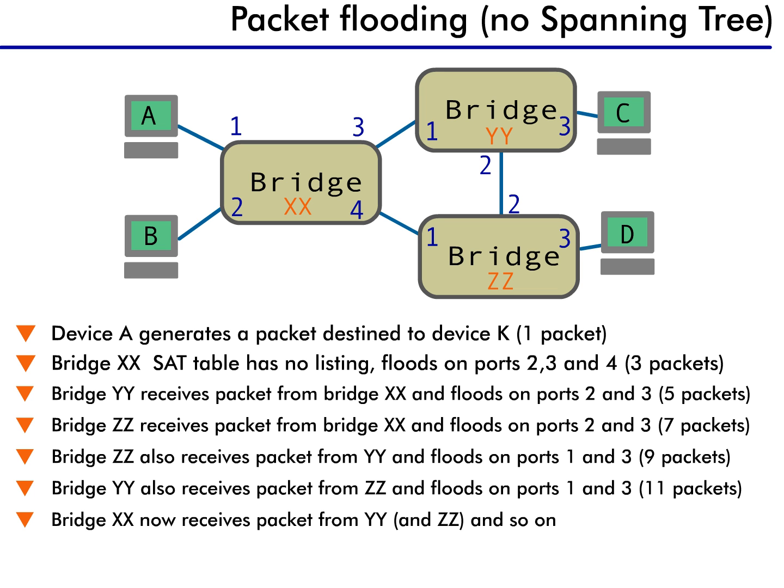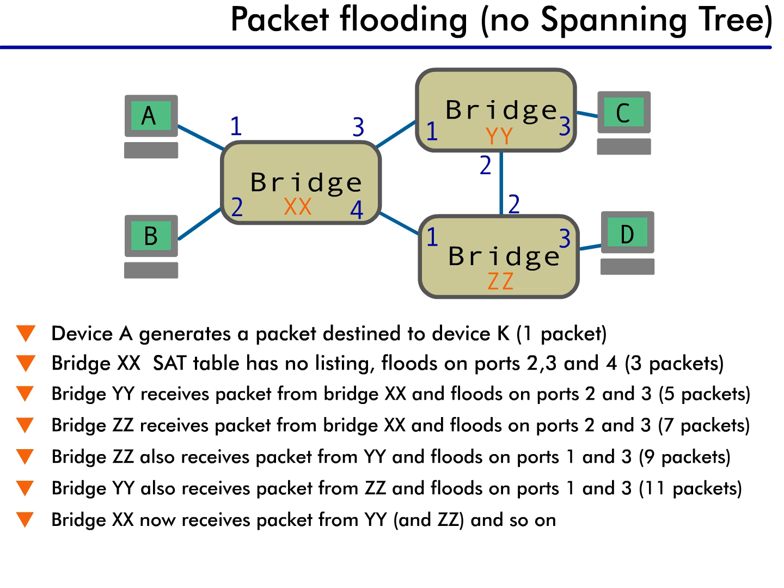Device A generates a packet destined for device K. Bridge XX receives the packet. Bridge XX examines the packet and its SAT and determines there is no listing for device K, so the packet must be flooded out all ports. The bridge then transmits the packet out ports 2, 3, and 4. It doesn't send it out port 1 because that's the port the packet was received on, and bridges don't send packets out the port they were received.